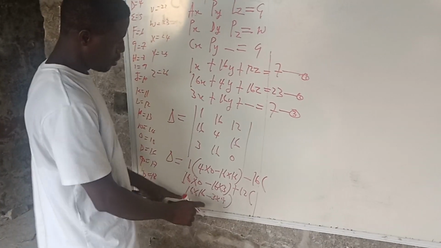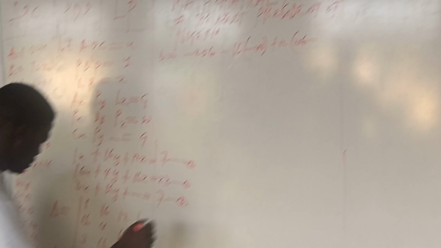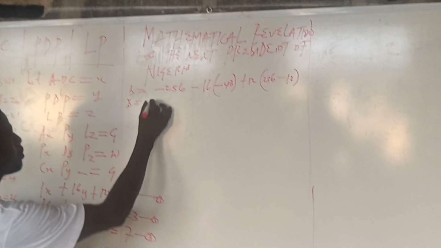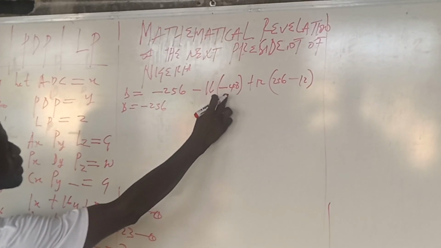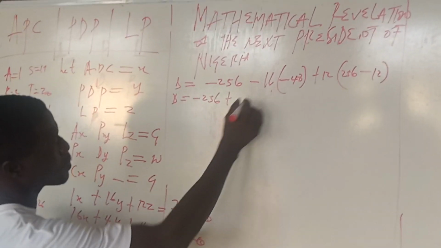12 into bracket 16 times 16? 256. 256 minus what? 12. Minus what? 12. So please, let's go straight. Minus 256 minus minus is plus. Is that not so? Then 16 times 48 will give me what?